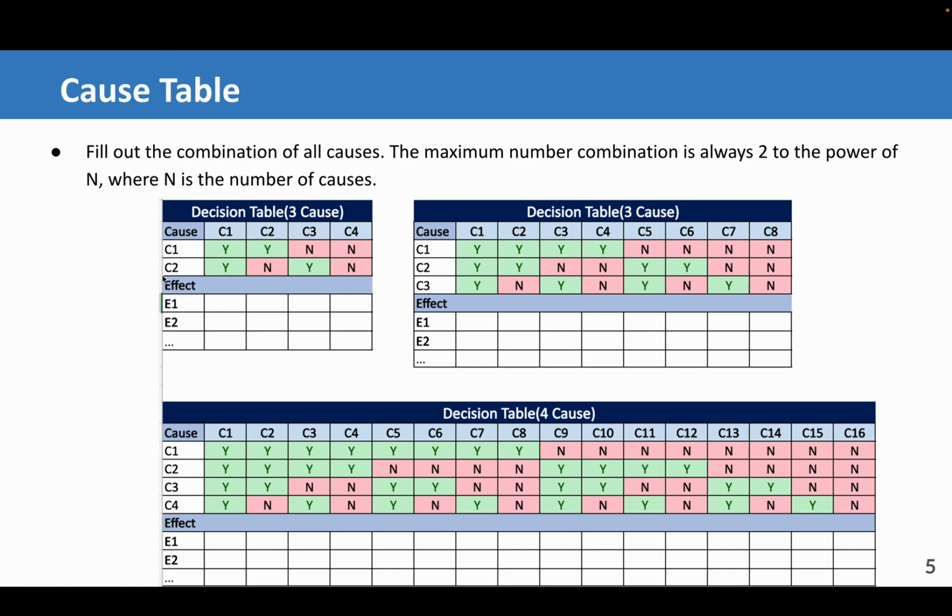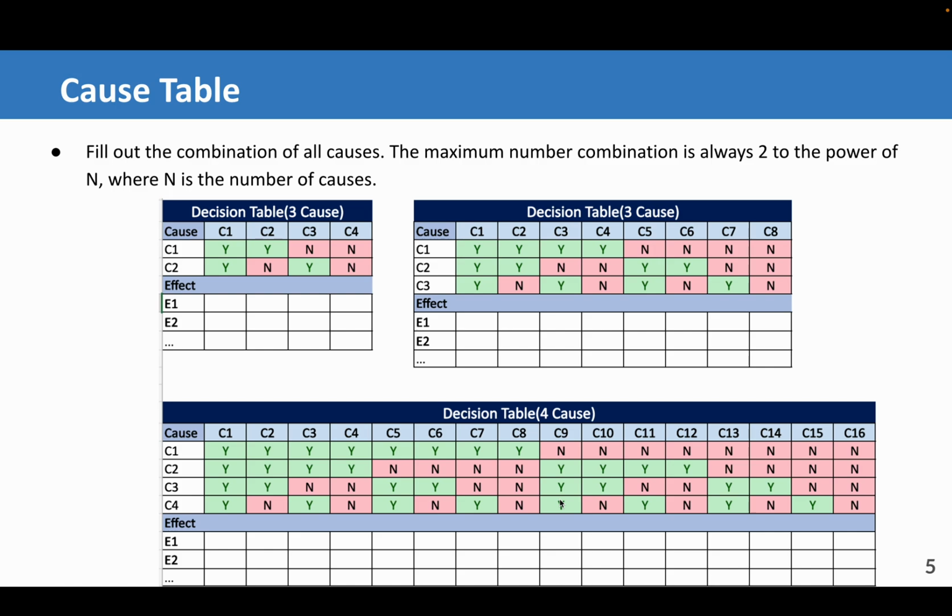Here in the first example, we had two causes, and for two causes we need four combinations to satisfy Y and N, yes or no, for all the causes. So to fill yes or no, it's a permutation, we can say it is a combination of yes or no for all the fields. And if there are four causes, then there will be 16 combinations.